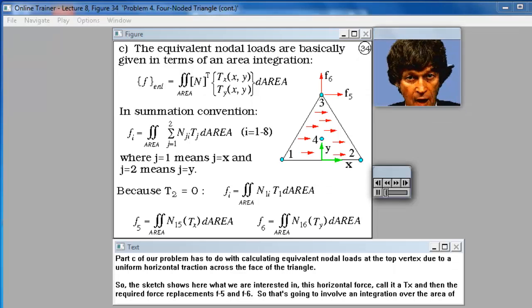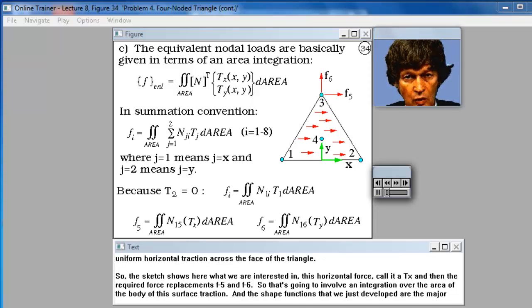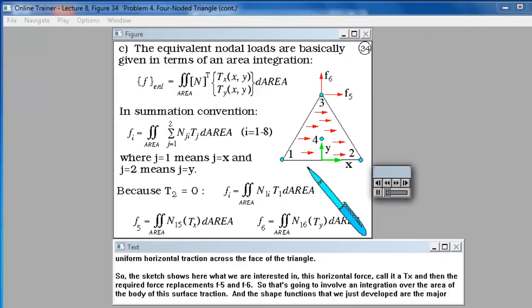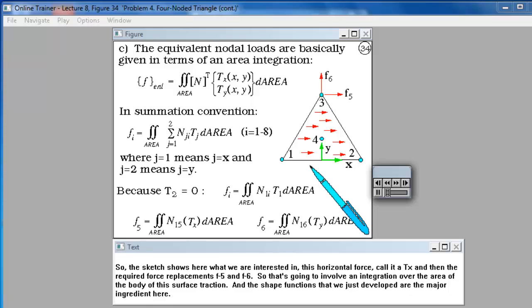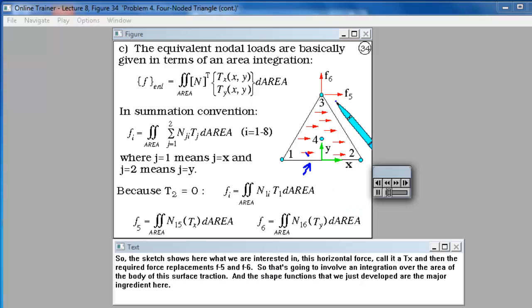Part C of our problem has to do with calculating equivalent nodal loads at the top vertex due to a uniform horizontal traction across the face of the triangle. So the sketch shows what we are interested in, this horizontal force, call it Tx, and then the required force replacements F5 and F6.